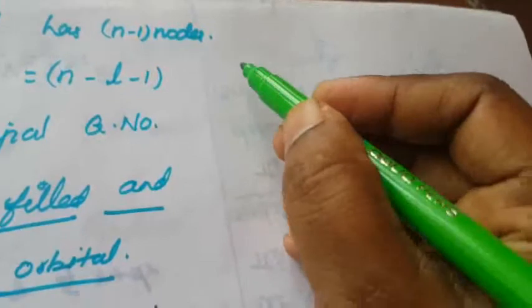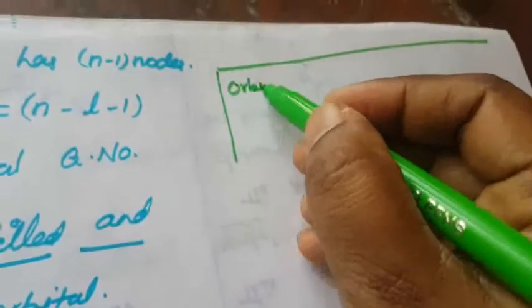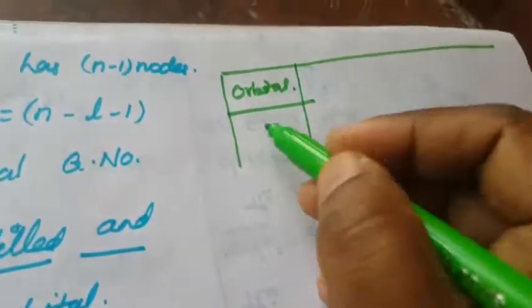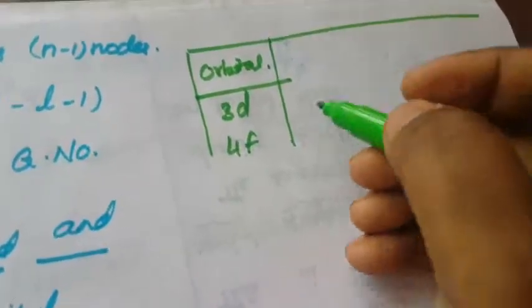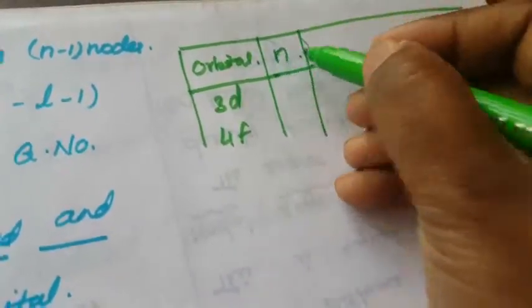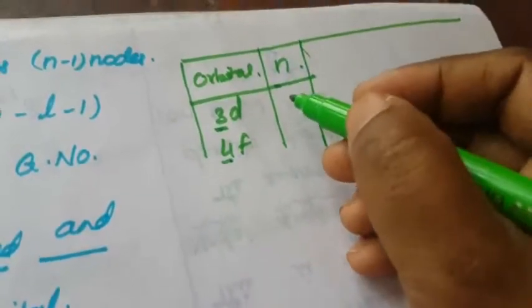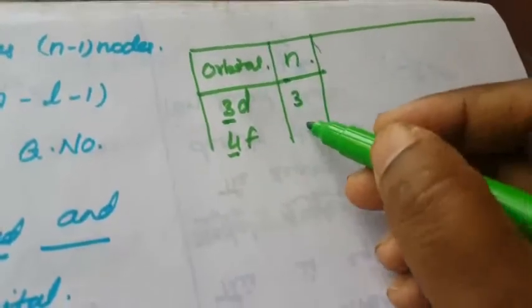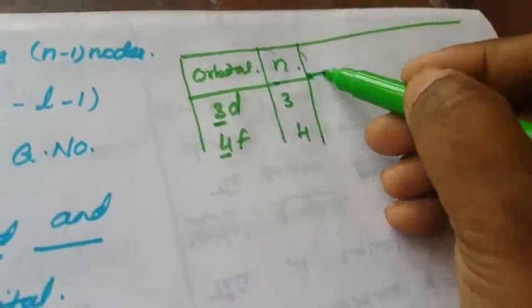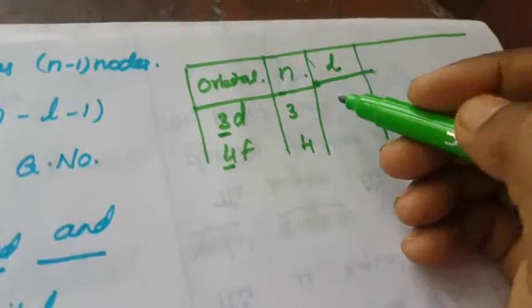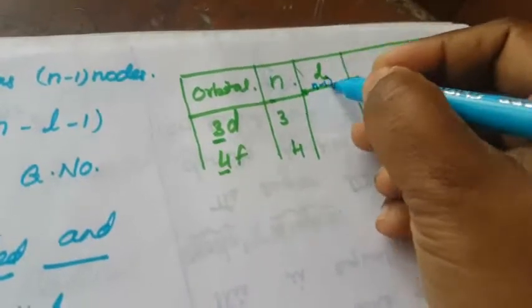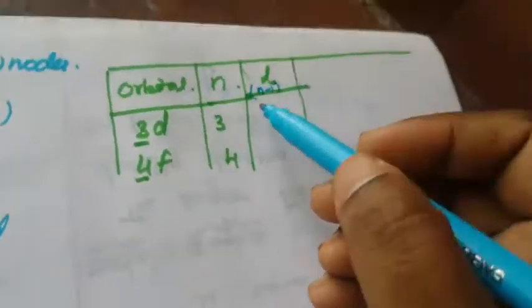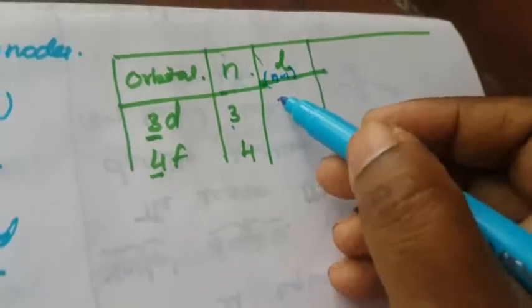First, what is given? The orbitals are given: 3d and 4f. What is the n value? The number represents the principal quantum number. That is 3 and 4. What is the l value? For d and f, the l values are 2 and 3. This is the l value.